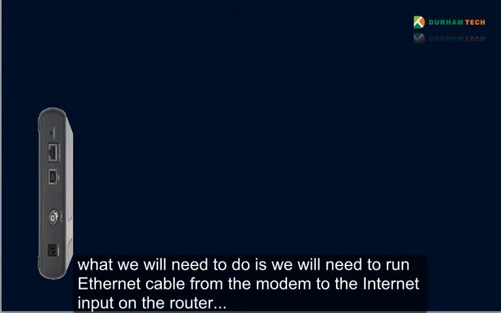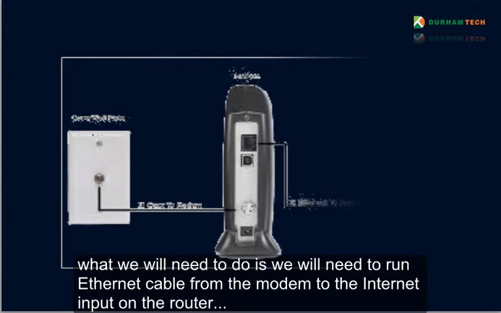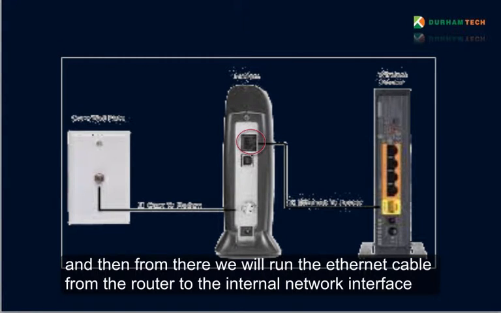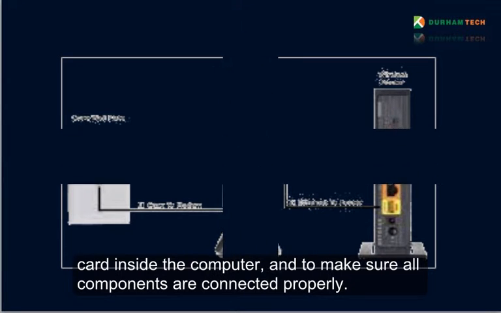So next, what we will need to do is run Ethernet cable from the modem to the internet input on the router, and then from there we would run Ethernet cable from the router to the internal network interface card inside the computer to make sure all components are connected properly.